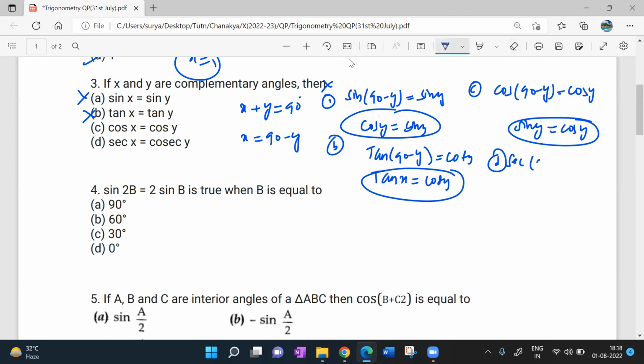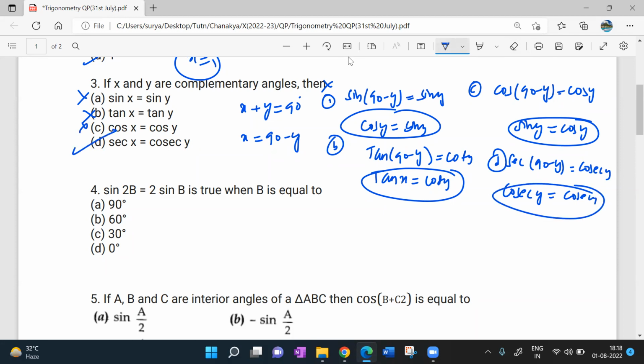Secant of 90 minus y is equal to cosec y. Secant will be changing as what, beta? Cosecant. The answer is cosecant y. Option D is matching. Option D is correct.